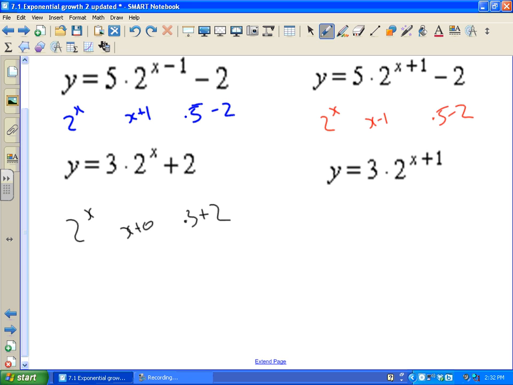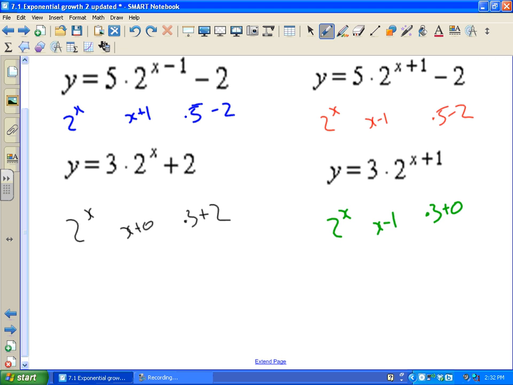Lastly, this one, y equals 3 times 2 to the x plus 1. My parent function is 2 to the x. My x values will change by an opposite x. My y values will change by a multiplier of 3 with no additional adding on.